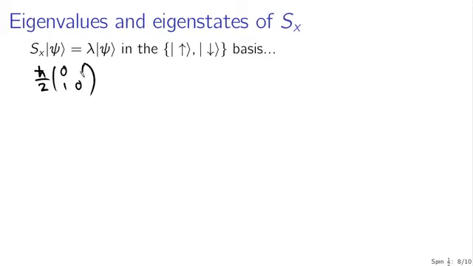This is our sigma sub x. And our unknown vector, let's just call it xy. We don't know what the eigenstate is. We don't know what its components in this up-down basis are. It is equal to lambda x, y. This is a 2 by 2 matrix eigenvalue problem.